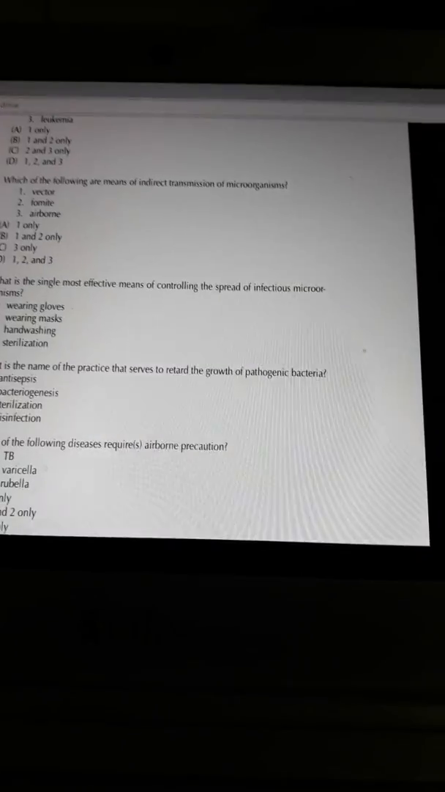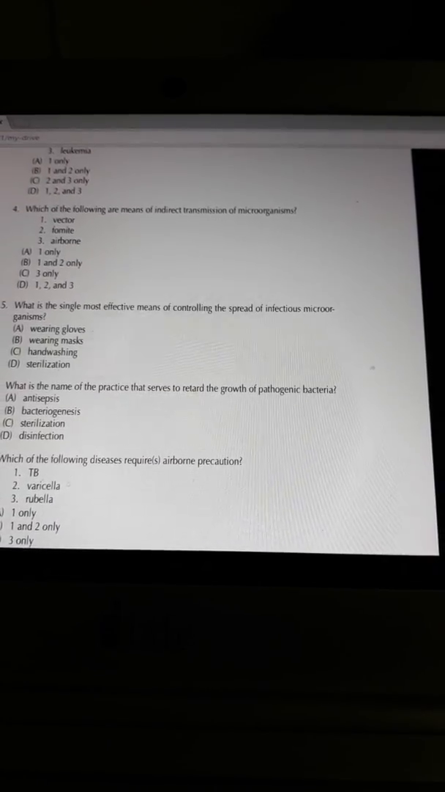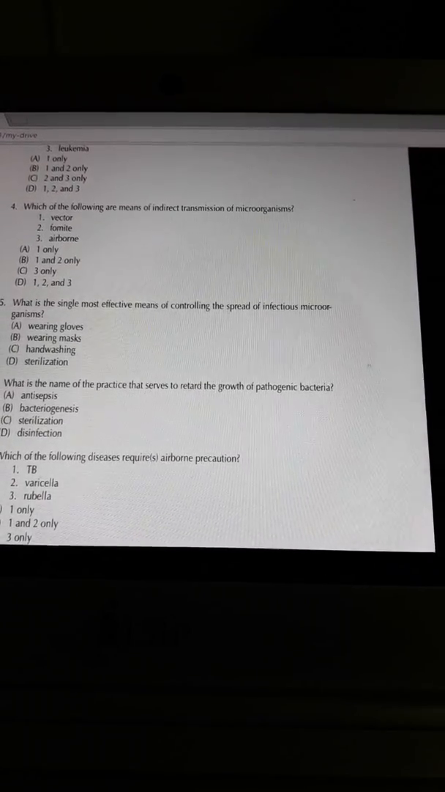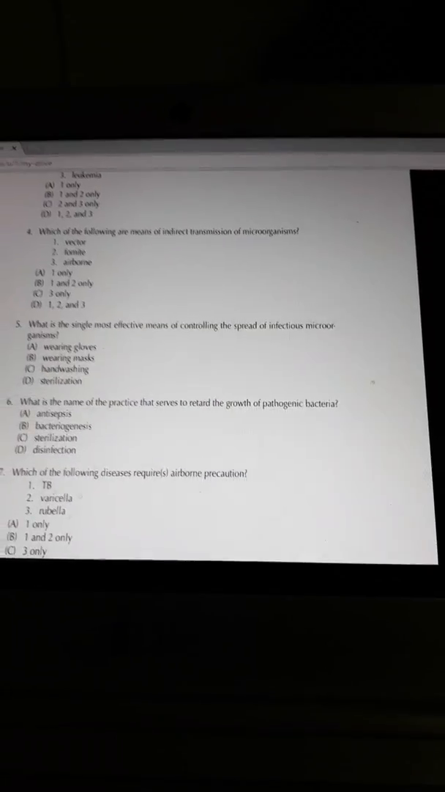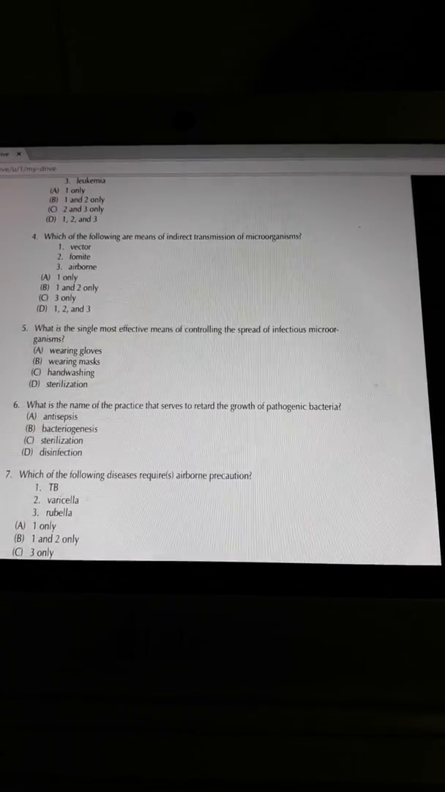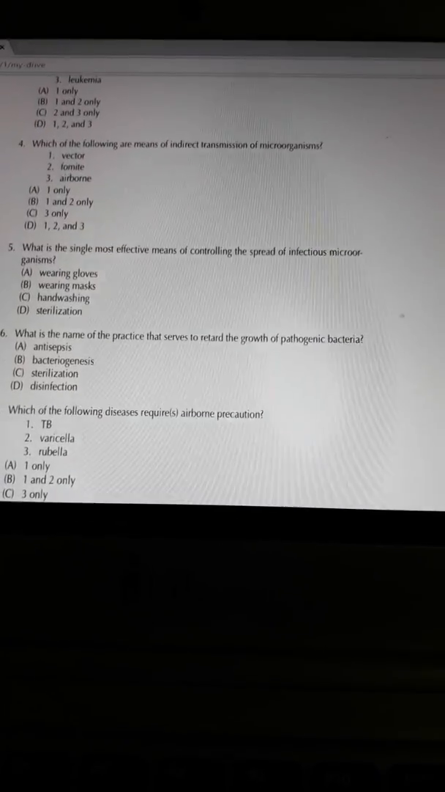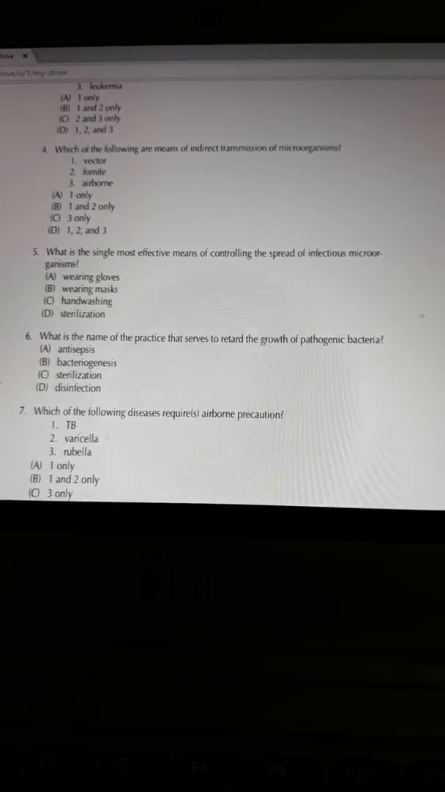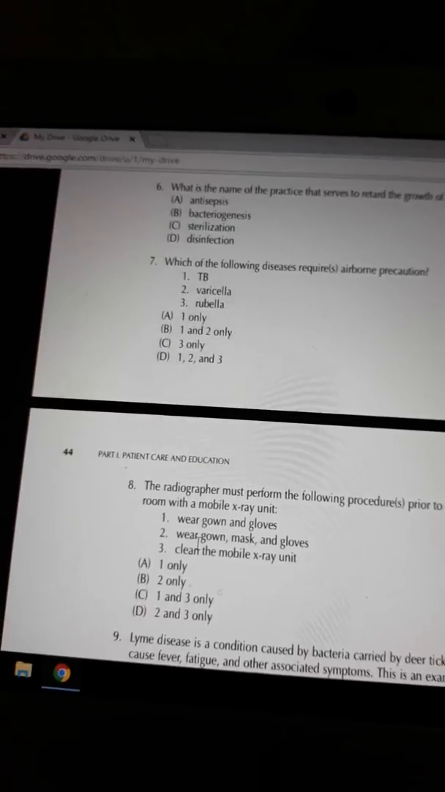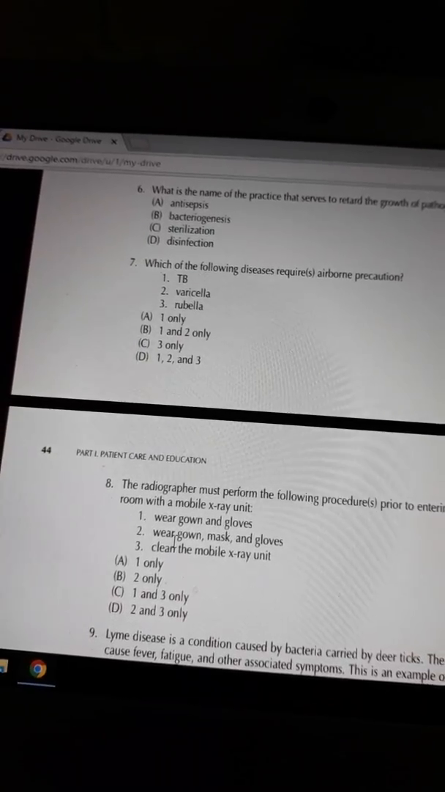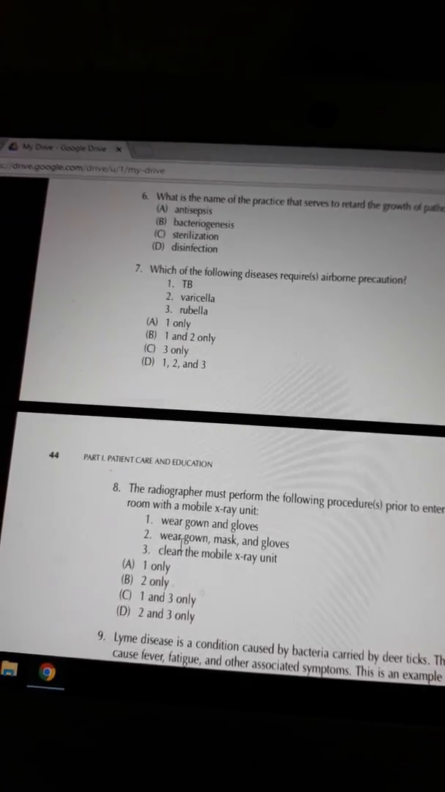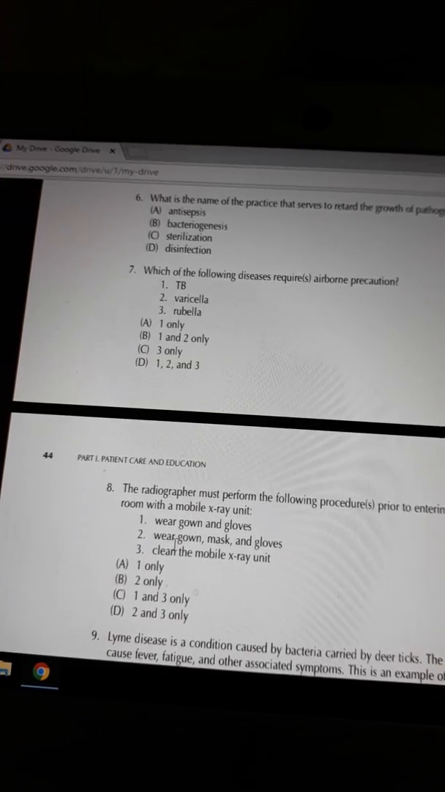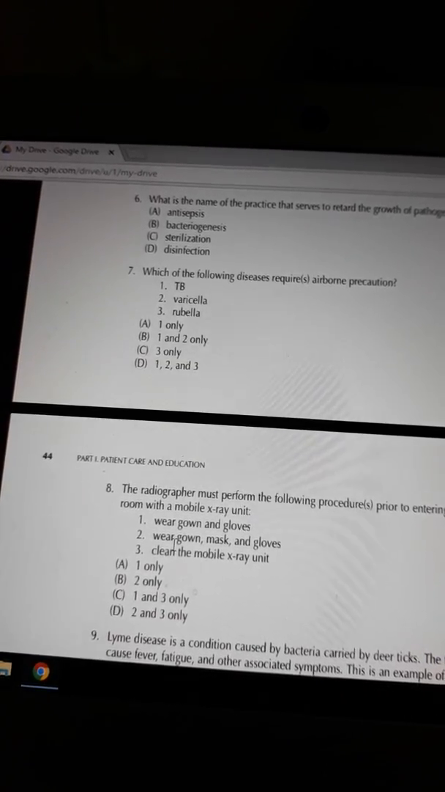Next is: what is the name of the practice that serves to retard the growth of bacteria? The answer is antisepsis. Antisepsis is used to retard the growth of bacteria. Seventh question: which of the following diseases requires airborne precautions? The answer is varicella.